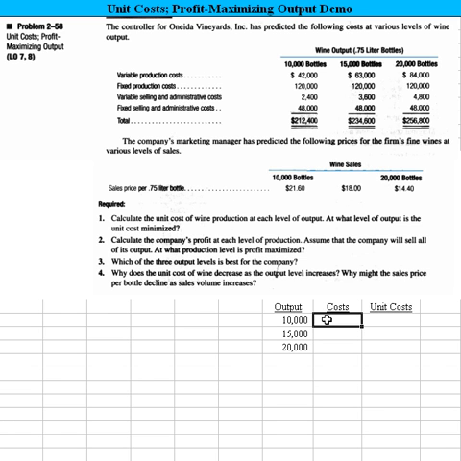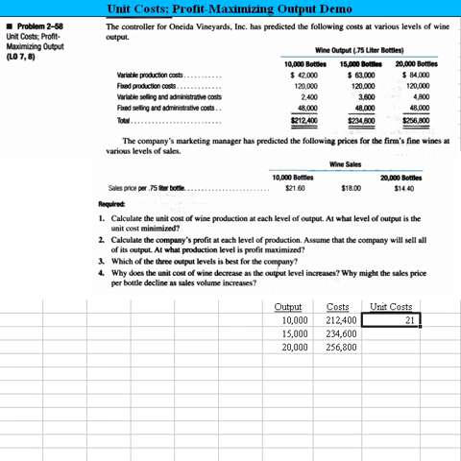So what's the unit cost of 10,000 bottles? It's right there to the left of my mouse, 212,400. So let's enter that. Let's enter the one for 15,000, which again to the left of my mouse is 234,600. We'll enter that. And we will enter for 20,000, and by now I think you know where I'm getting the information from. Then using Excel, we'll simply divide out those costs divided by the output to come up with a unit cost.